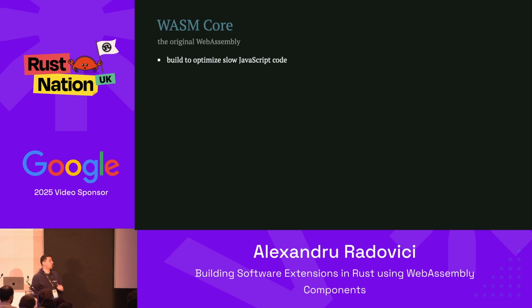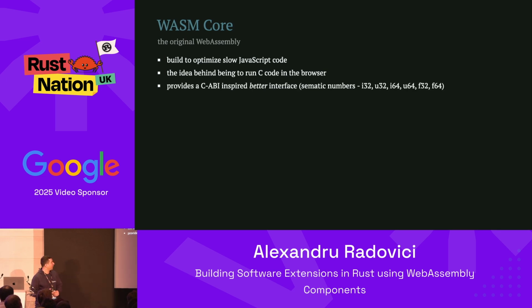So it's built to optimize slow JavaScript code. The idea behind was actually, what if we could write some C code which is fast and run it in the browser? And a very good example of WebAssembly is syntax highlighting. It's not written in JavaScript. It's WebAssembly modules. And it provides a C-like ABI. So you can transfer between JavaScript and WebAssembly numbers.